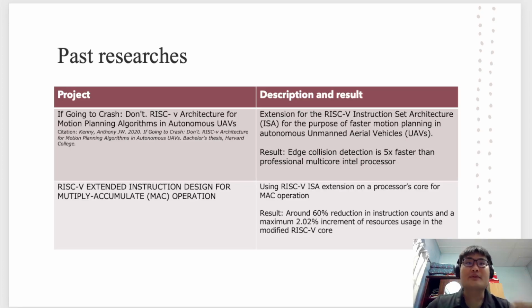And in another project entitled "RISC-V Extended Instructions Designed for Multiply Accumulate Operations, MAC," it uses RISC-V extensions on one processor core for MAC operations, and it obtains a result of about 60% reduction in instruction count and a maximum 2.2 times increase in resource usage in the modified RISC-V core.